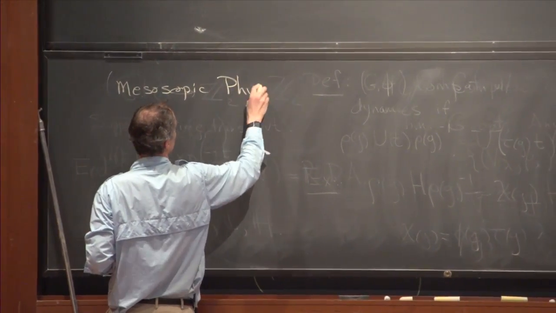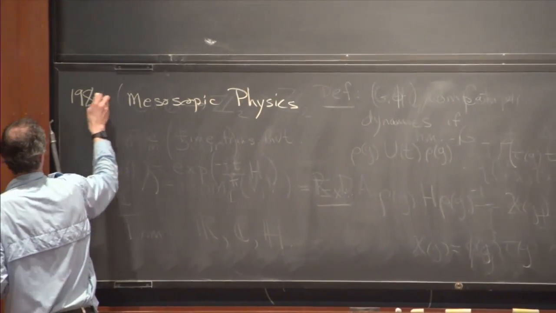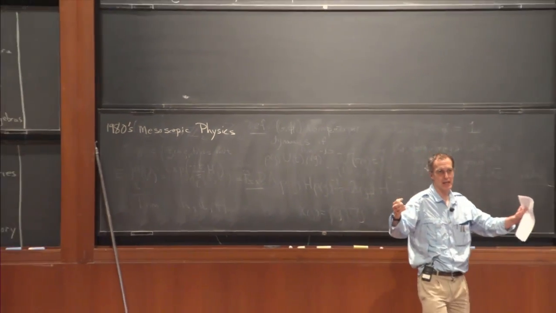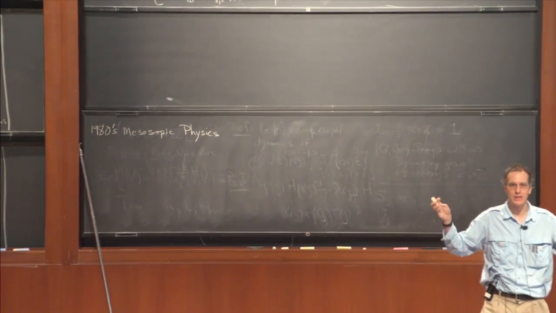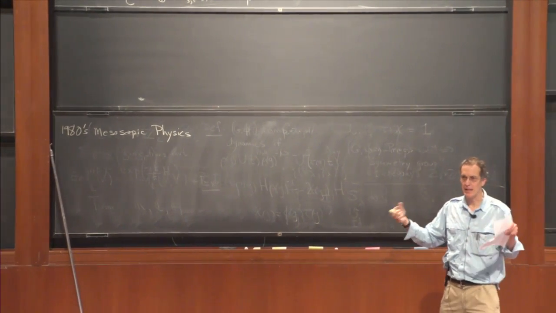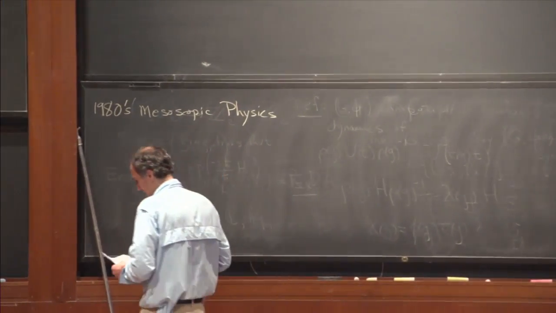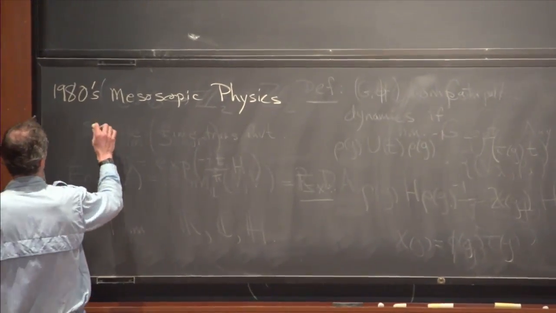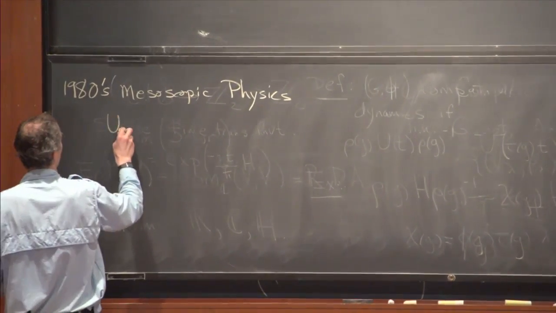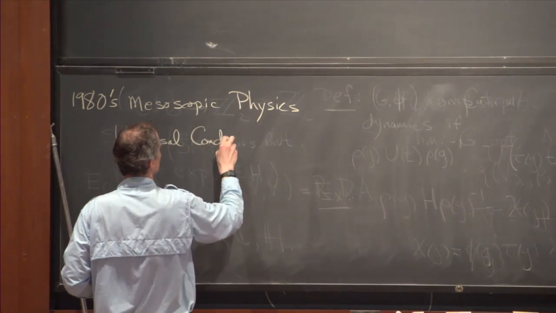So what's mesoscopic physics? Well, that's physics at a length scale bigger than an atomic scale, but where quantum interference is still important. So roughly speaking, something that's bigger than a virus and smaller than a bacterium. Okay, and a good example of where random matrix theory entered is the phenomenon of universal conductance fluctuations.